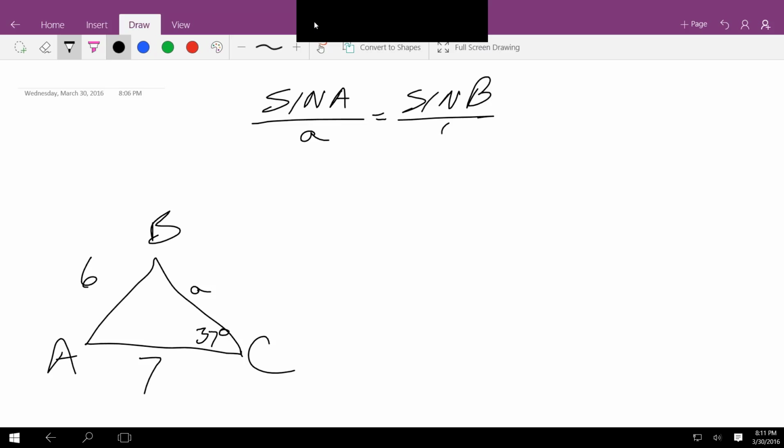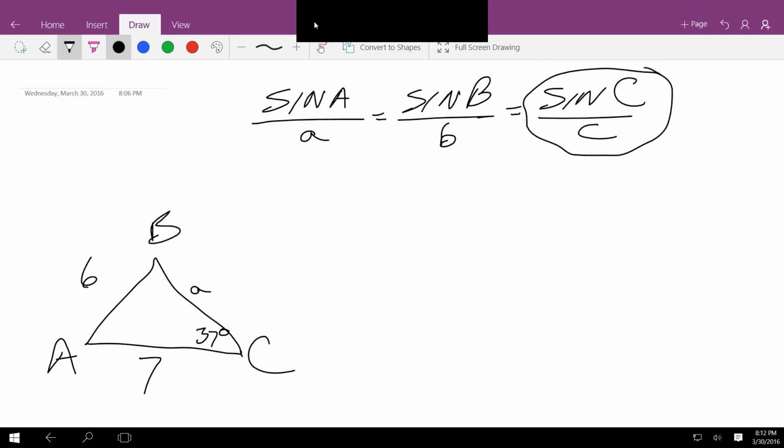The rest of the formula says this. Well, notice we have an angle and its opposite side. So as long as I have that, I can figure out everything else. Well, what do I have? I have the sine of C. So I have this one over here. So I can say, what?